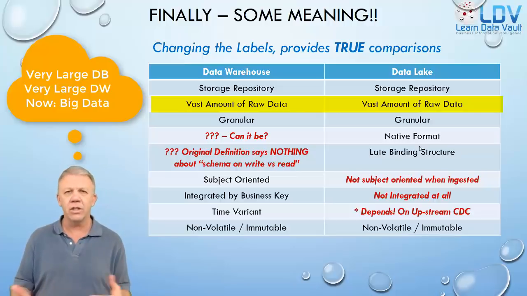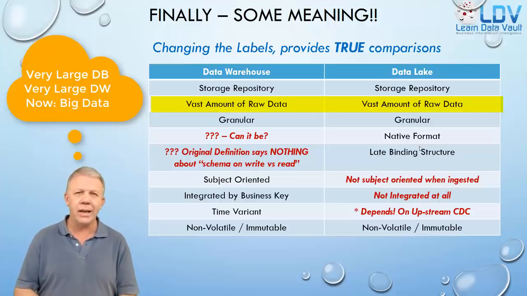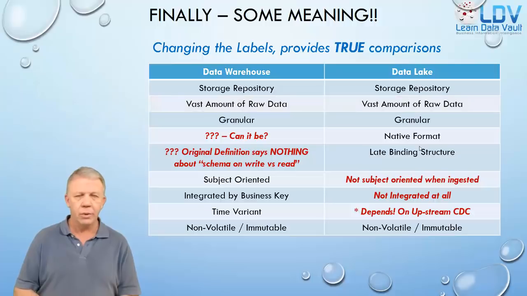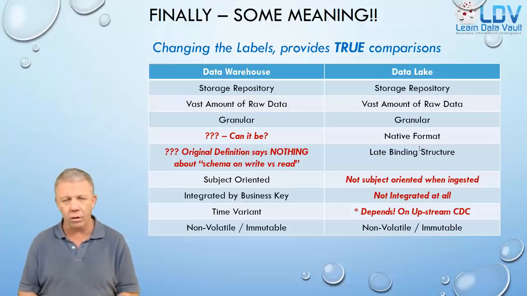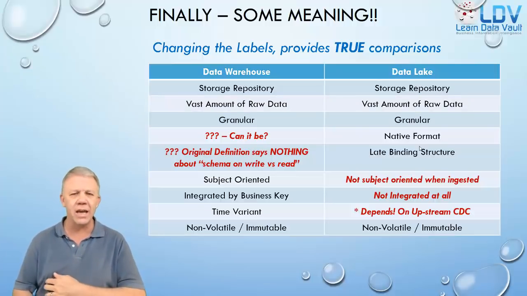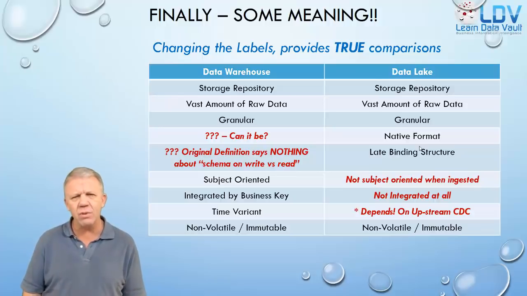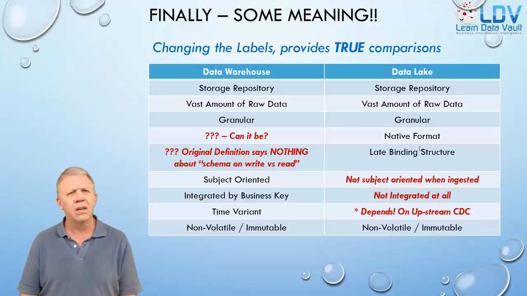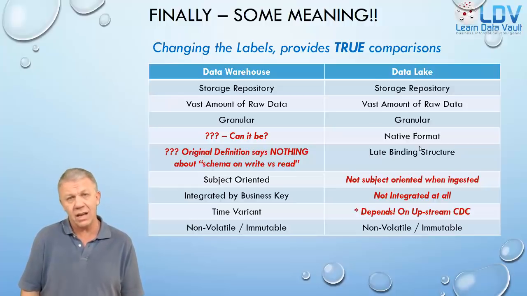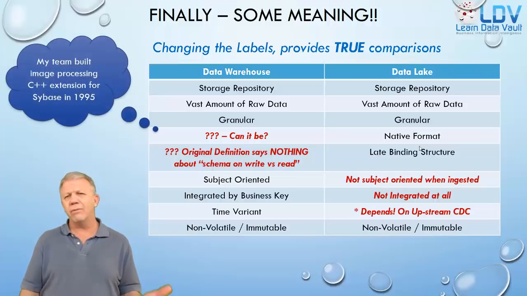Then it became very large data warehousing in the 90s, and nowadays they call it big data. Pretty soon they're going to call it extreme data, or whatever the new buzzword of the day is. But yeah, in 1997, I built 15 terabytes into a Sybase system. That was a lot of data. Granular, and of course native format.